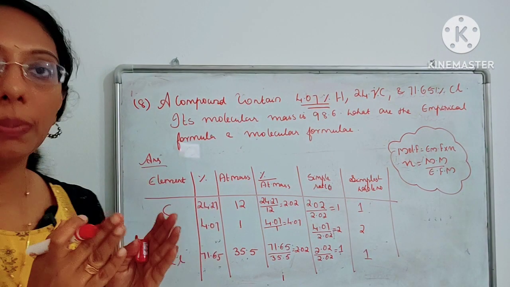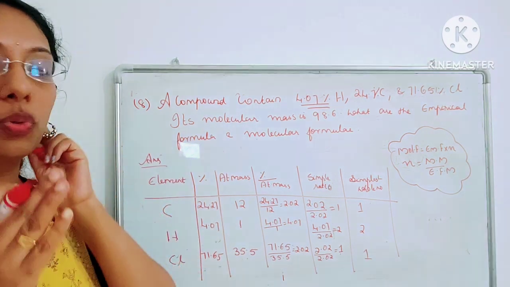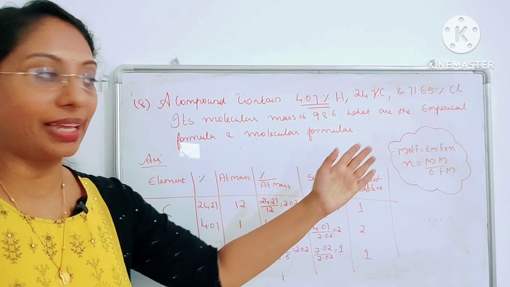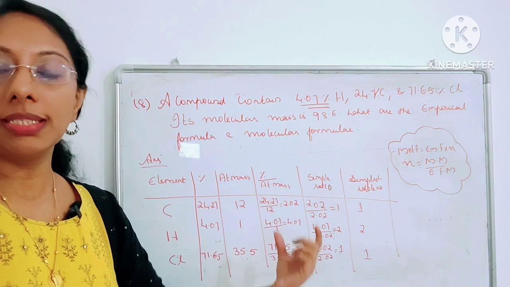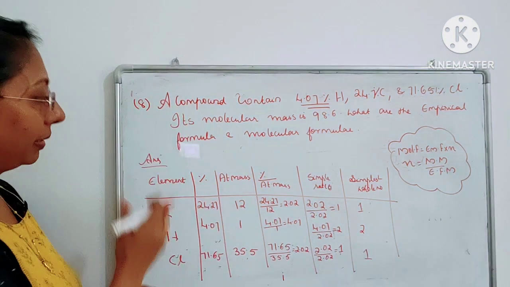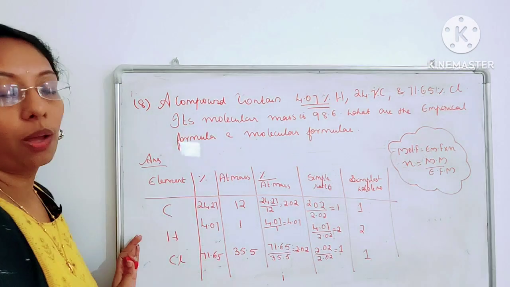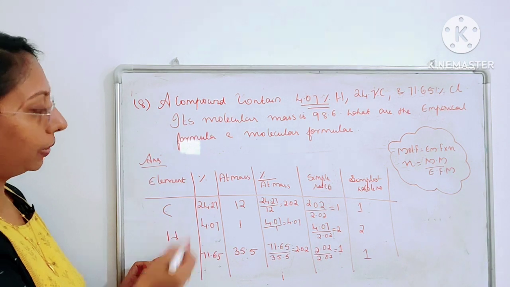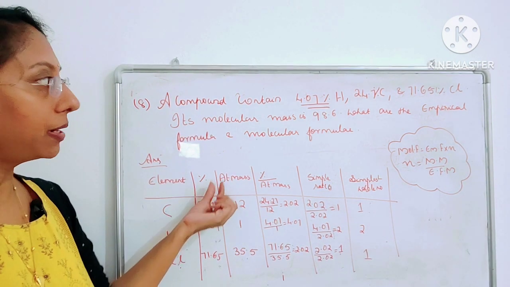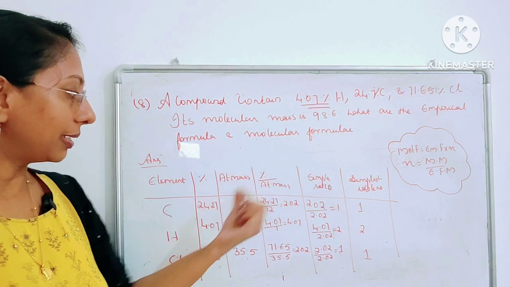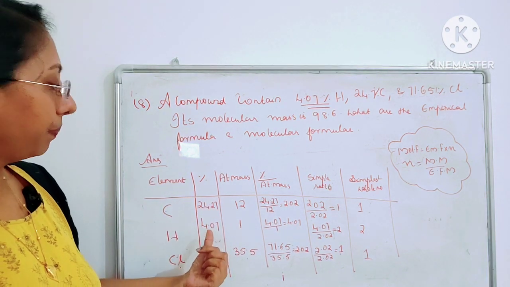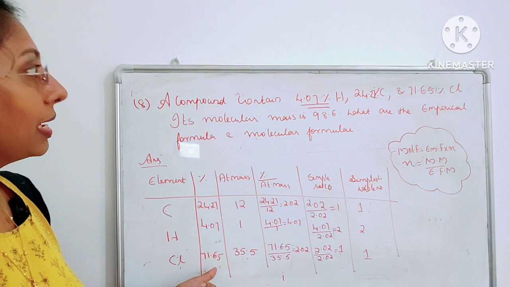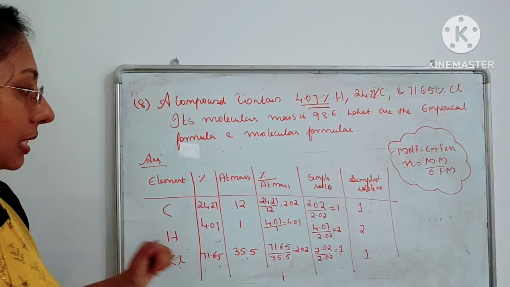So this is the most simple question and usually this is asked for 3 and 4 mark questions. So listen carefully to what we have to do. If we get a question like this, prepare a column like this, then it will be the easiest way to determine the answer. First of all, write the first column as element. We know which elements are given: carbon, hydrogen and chlorine. And in the second column you have to write the percentage composition which is given in the question. So 24.27, then 4.07 and 71.65.